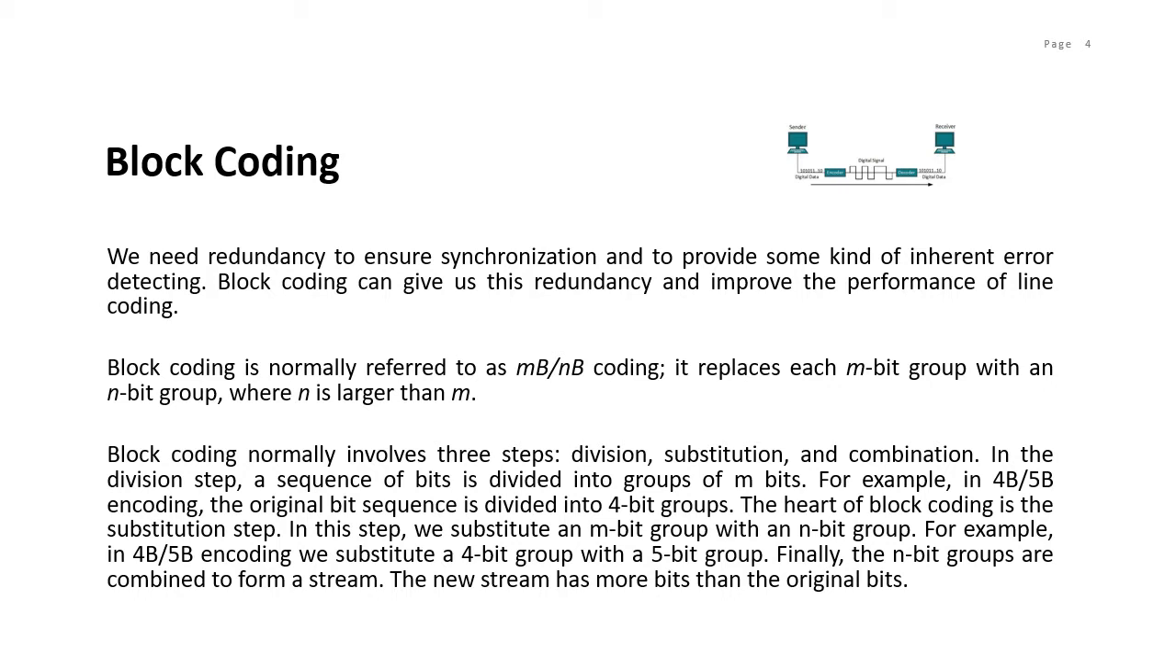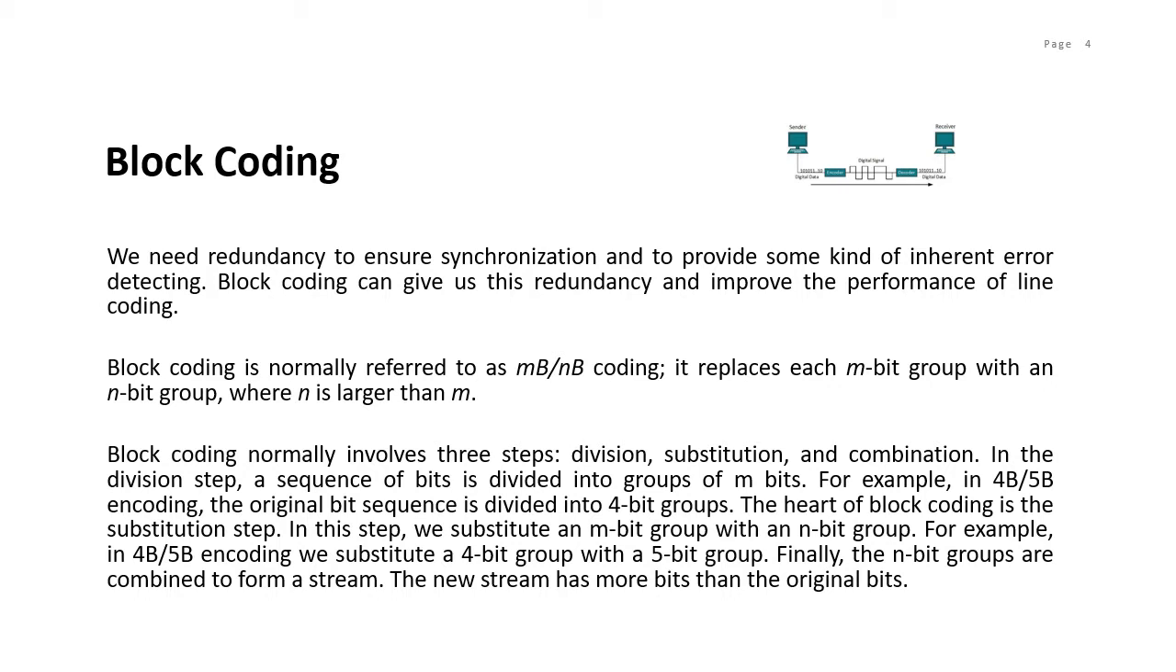The heart of block coding is the substitution step. In this step, we substitute an m-bit group with an n-bit group. For example, in 4B/5B again, we substitute a 4-bit group with a 5-bit group. Finally, the n-bit groups are combined to form a stream.